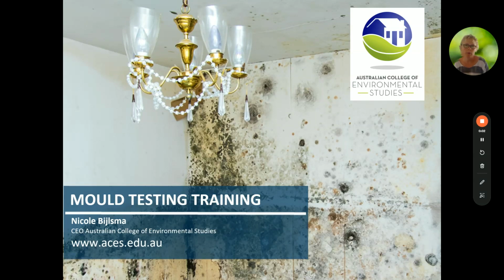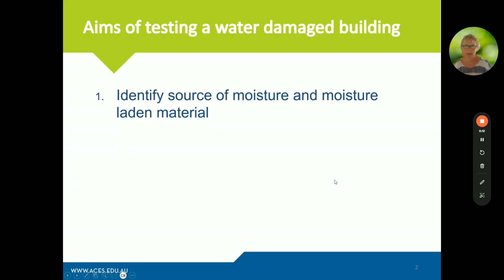Testing a water damaged building is not an exact science, and there's no single method in isolation you can use to adequately assess it. So how do we test water damaged buildings? Well, first we need to identify the source of moisture and moisture-laden material.